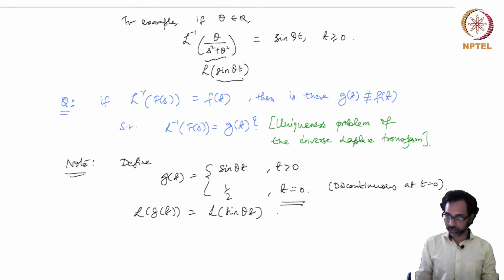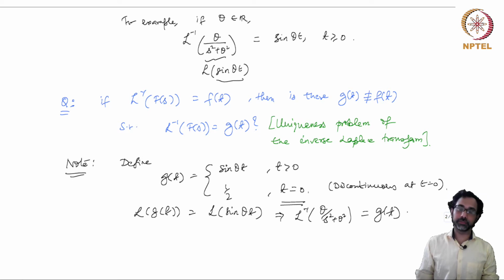This is simply because of the property of the Riemann integral and the improper Riemann integral, that if you change the value of the function at just one point, it will not change the value of the integral itself. So these two Laplace transforms will be the same, which means that the inverse Laplace transform of theta over s square plus theta square can also be this function g(t).